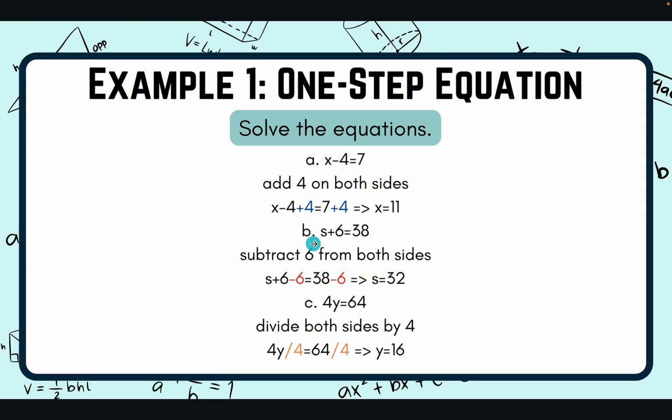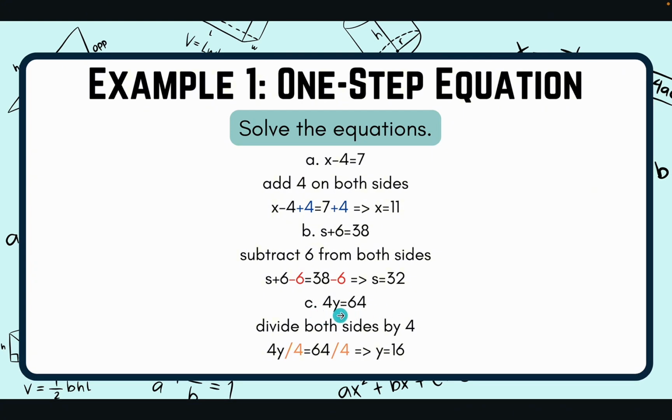B, s plus 6 equals 38. Here it is plus 6, so if it's a plus, you need to use subtraction, right? So you subtract 6 from both sides, which equals s plus 6 minus 6 equals 38 minus 6. That is s equals 32. For C is 4y equals 64.